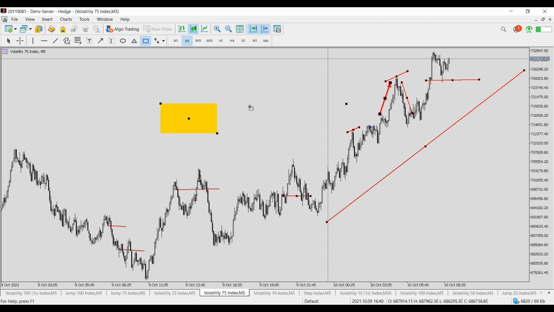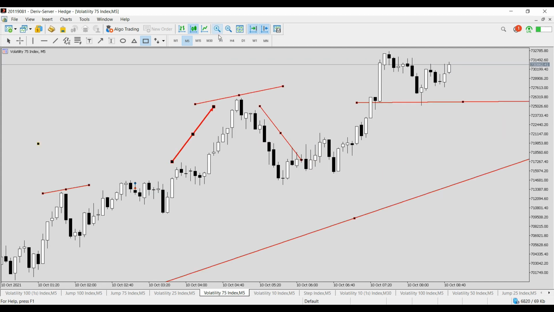What did I say you used to enter? You look for a breaker. Now, the breaker is the last bearish candle. Let me zoom in. So this is the chart we're looking at, guys. This is the last bearish candle responsible for this uptrend. So all you need to do is mark it out.